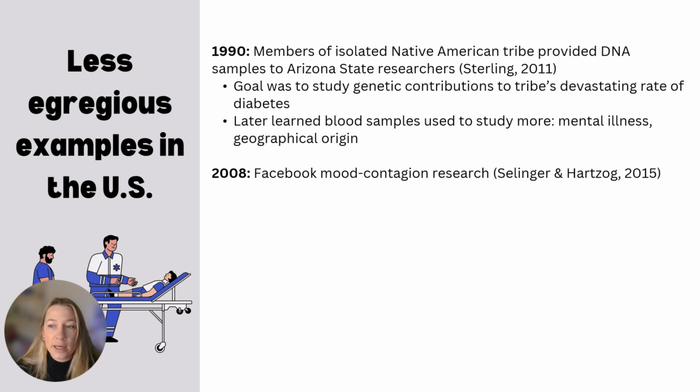In the 1990s, tribal members of a Native American tribe in Arizona gave blood samples to researchers at Arizona State, thinking that these samples were going towards research to help fight high rates of diabetes in their community. Later, they learned that those samples were instead used to study mental illness, inbreeding, and migration patterns. Again, some questions that may be rooted in racism as well. These topics also violated their cultural beliefs, and the true nature of the research was never disclosed.